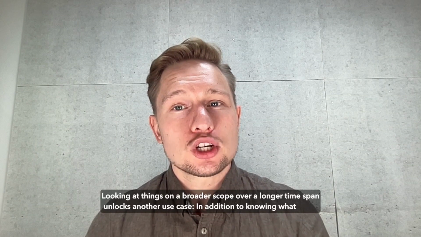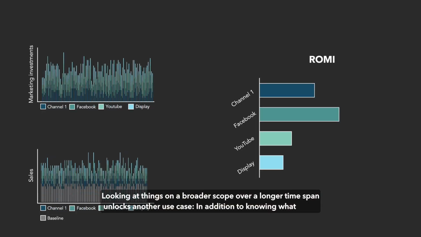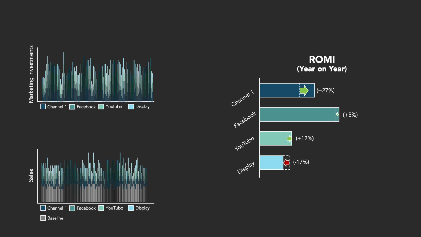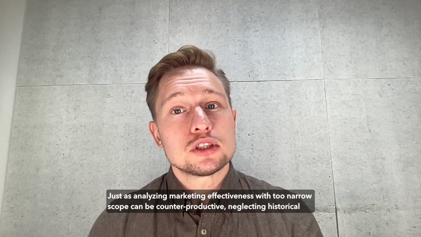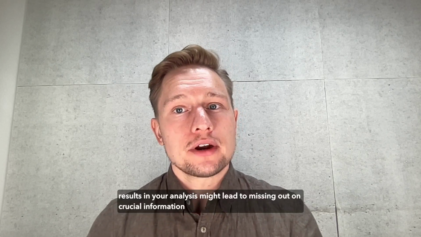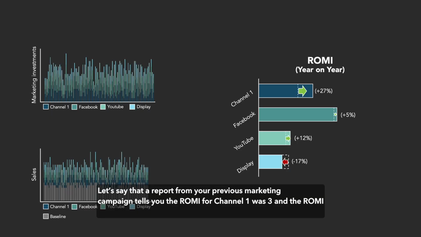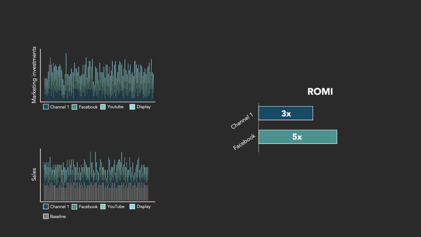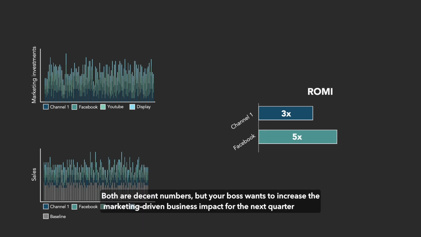Looking at things on a broader scope over a longer time span unlocks another use case. In addition to learning what happened, you start to also understand why something is happening. Just as analyzing marketing effectiveness with too narrow scope can be counterproductive, neglecting historical results in your analysis might lead to missing out on crucial information. Let's say a report from your previous marketing campaign tells you that the ROMI for channel 1 was 3 and the ROMI for Instagram was 5. Both are decent numbers, but your boss wants to increase the marketing-driven impact for the next quarter.